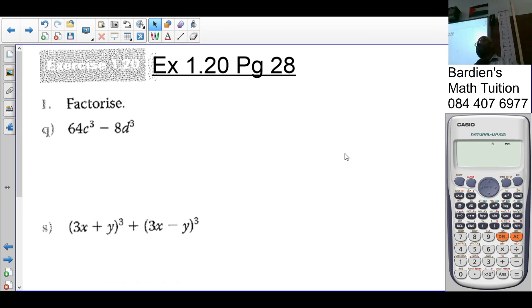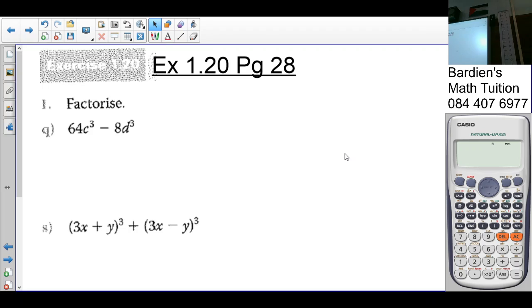Right, let's do Q quickly. 1Q. She didn't ask any of these, no? You asked. You greedy. But it's fine. Greedy is good. People, Q. What's a cube root of 64C cubed minus 8D cubed? For C and the cube root of 8D cubed? 2D. Double D, yeah? Cubed.